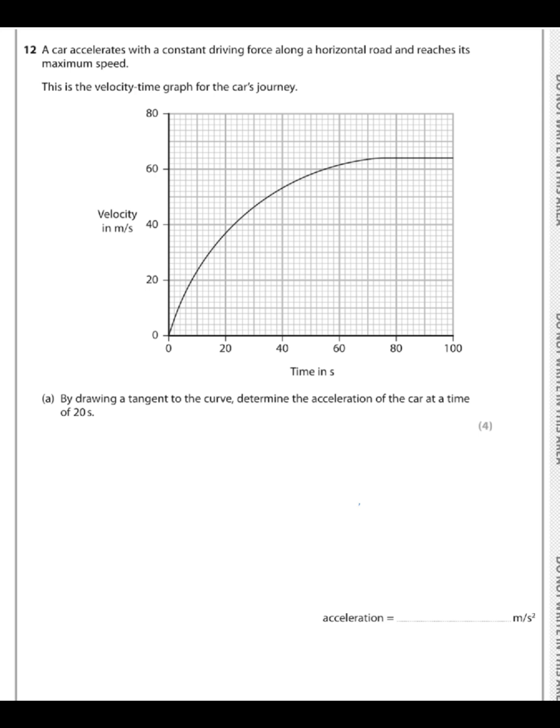Okay, so we have a velocity time graph here, and we are asked to calculate the acceleration. The acceleration from a velocity time graph is equal to the gradient. All right, but because this is a curve, as the question says, we are first asked to draw a tangent. A tangent is a straight line that just grazes the graph at the point that you are interested in, so at that 20-second mark.